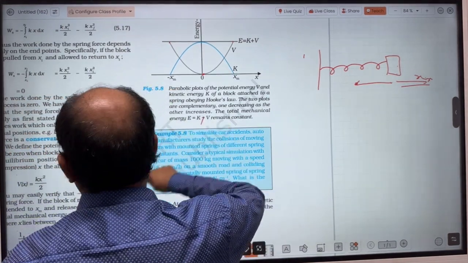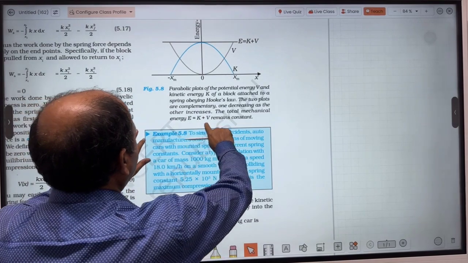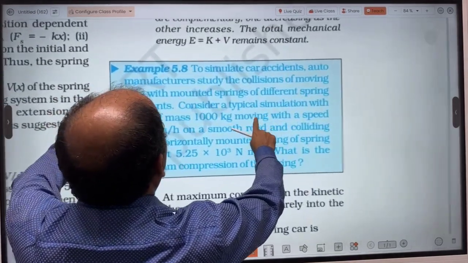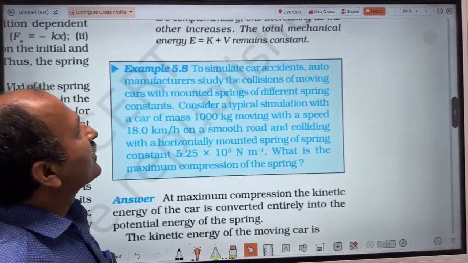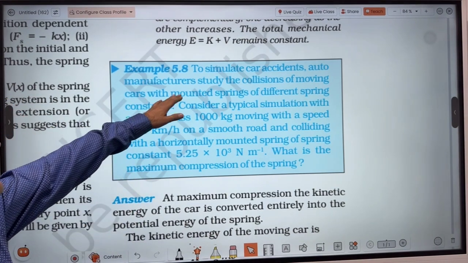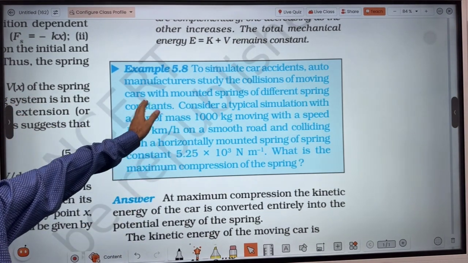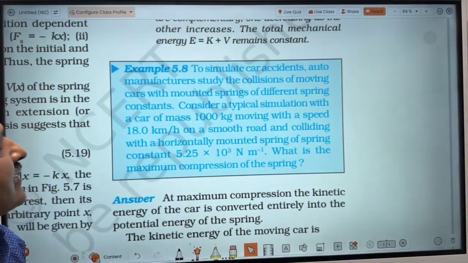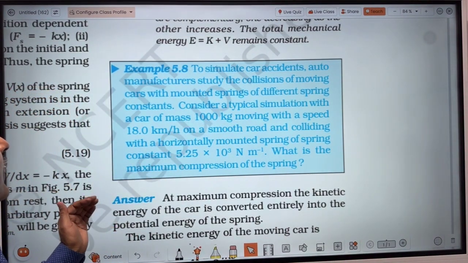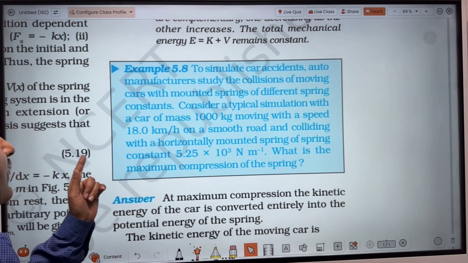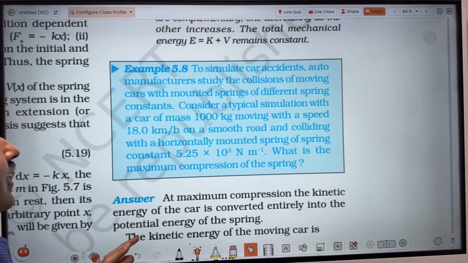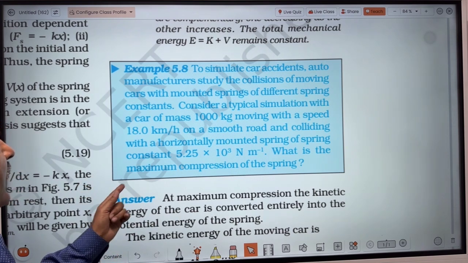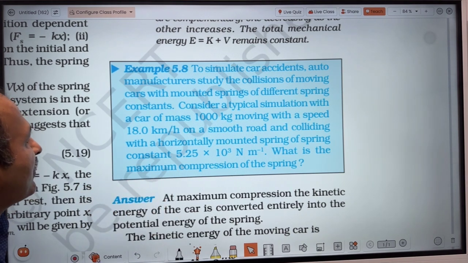Now let's see one question. To simulate car accidents, auto manufacturers study the collisions of moving cars with mounted springs of different spring constants. Consider a typical simulation with a car of mass 1000 kg moving with a speed of 18 km per hour on a smooth road and colliding with a horizontally mounted spring of spring constant this much. What is the maximum compression of the spring?